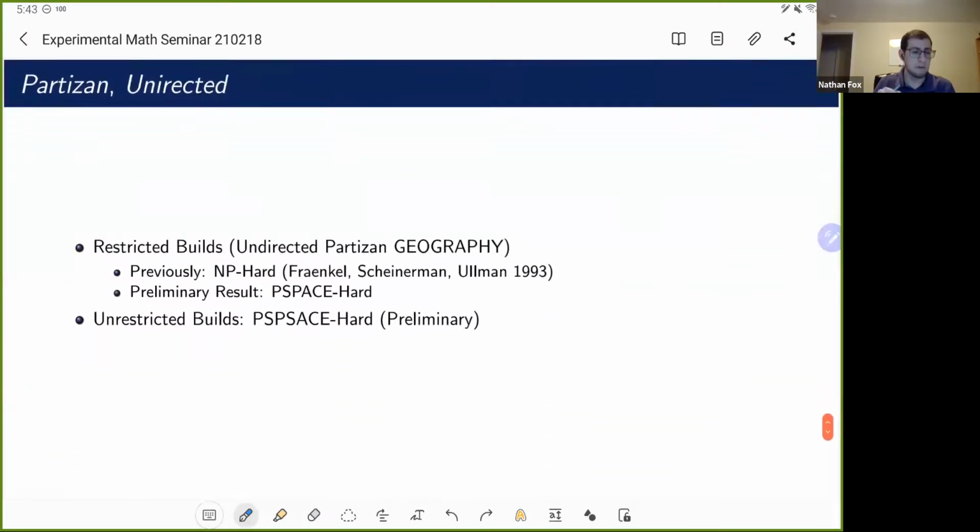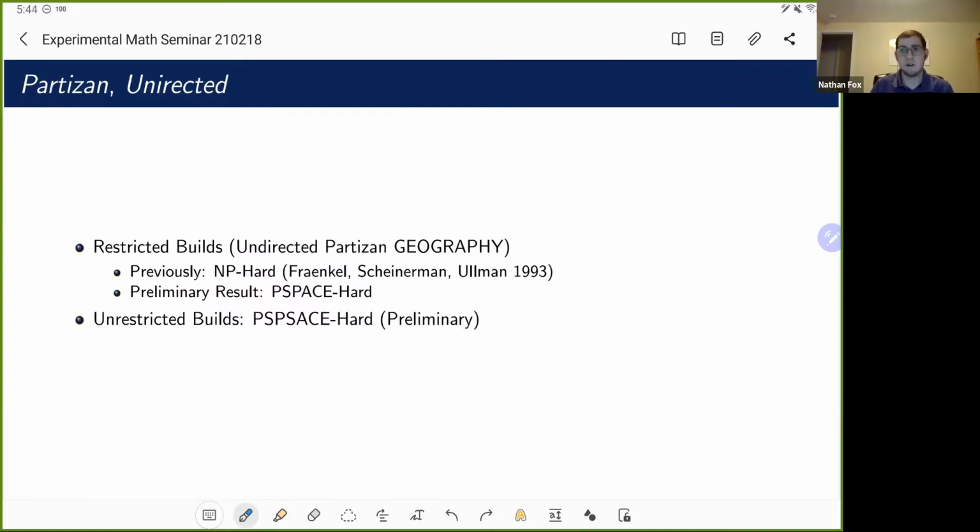And then there's a couple cases with partisan and undirected geography, because we've seen that undirected geography impartial is easy unless you make the build height 4 or higher, then it's hard. There's some open things in between. There's, of course, the restricted builds variant, and there's the unrestricted builds variant.